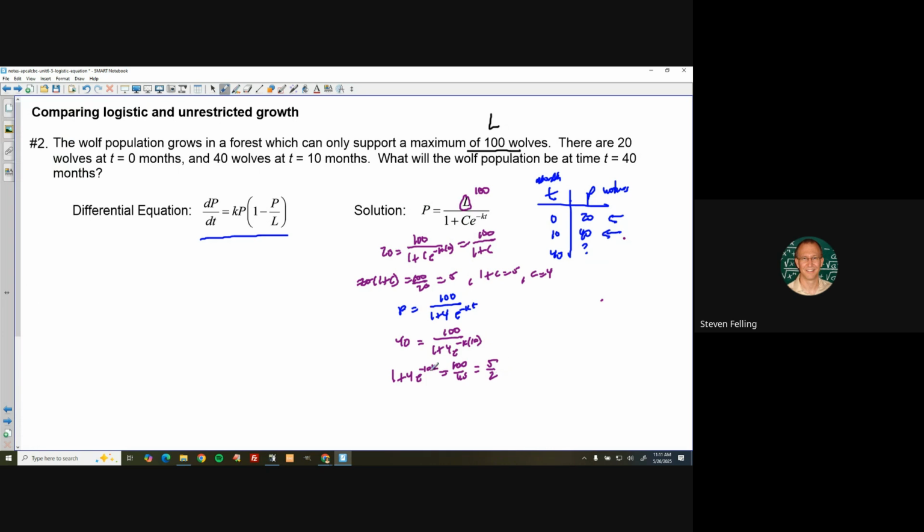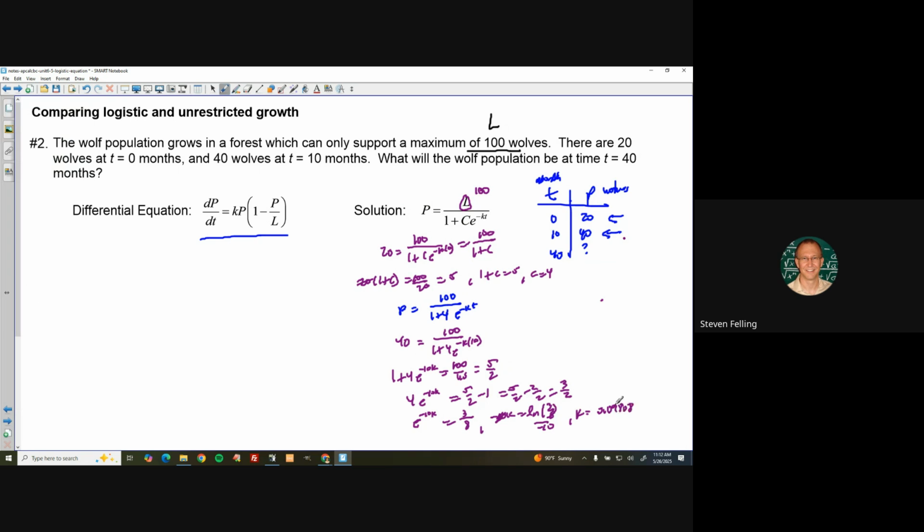Okay, then I'm going to subtract 1, so I have 4e to the negative 10k equals 5 halves minus 1, which is 5 halves minus 2 halves, which is 3 halves. And then I'm going to divide by 4, so e to the negative 10k equals 3 halves divided by 4, which would make that 3/8. Now, taking the natural log, negative 10k is equal to the natural log of 3/8, and then when I divide by negative 10, I get that the k constant turns out to be about, so this natural log of a fraction is negative, so these negatives cancel, and we get positive 0.09808.